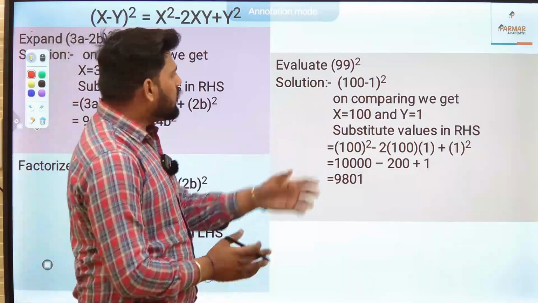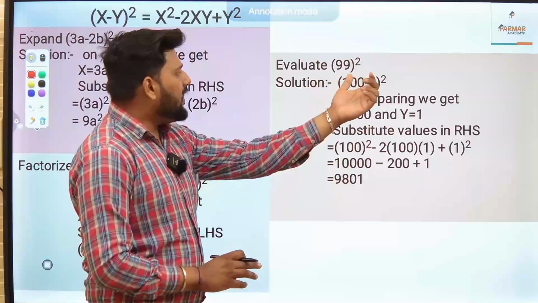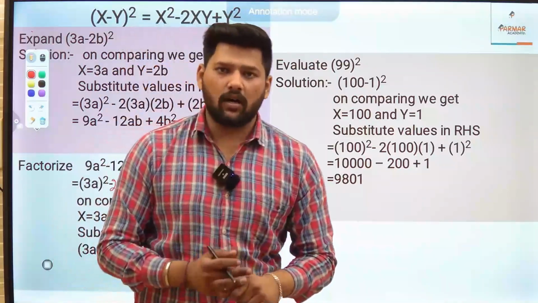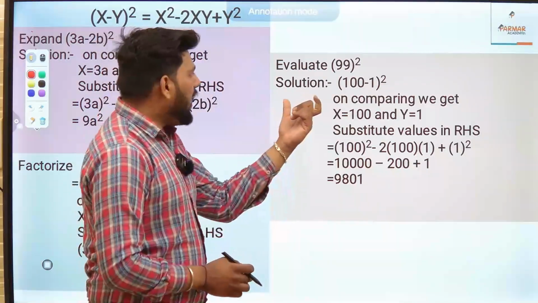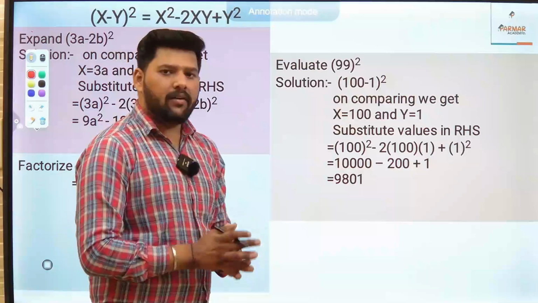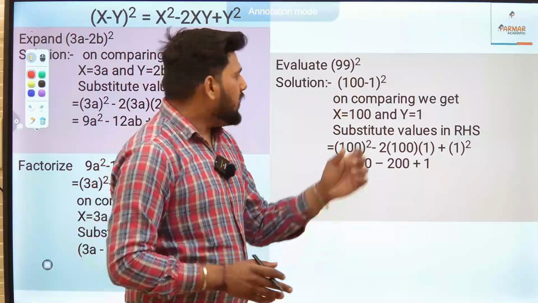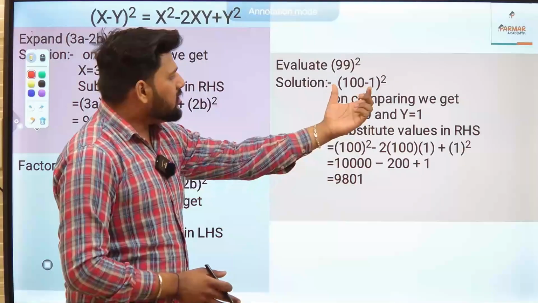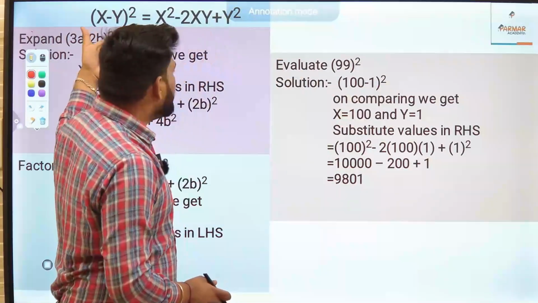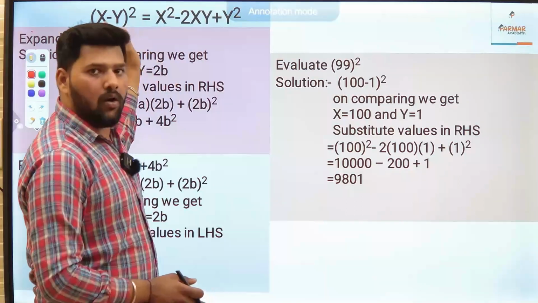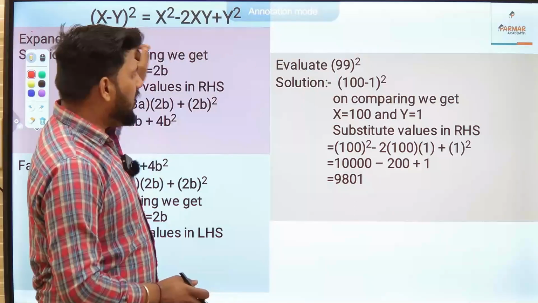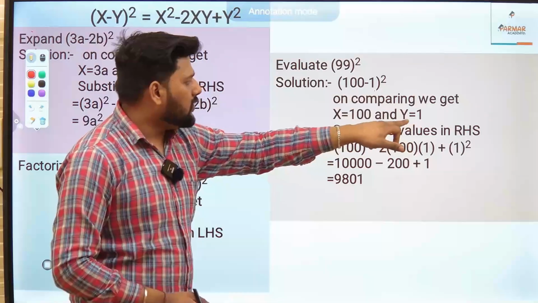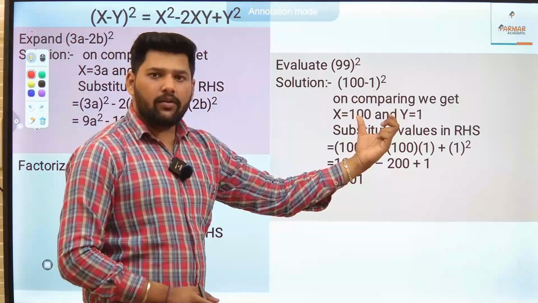And the last question is evaluate 99 square, means 99 multiplied by 99. What is the answer? So simply I can write 99 as 100 minus 1. That is 99 square is 100 minus 1 whole square. Now this is of the form of the left hand side, that is x minus y whole square. On comparison with the left hand side, I will get x is equal to 100 and y is equal to 1. Now I am having the values of x and y.